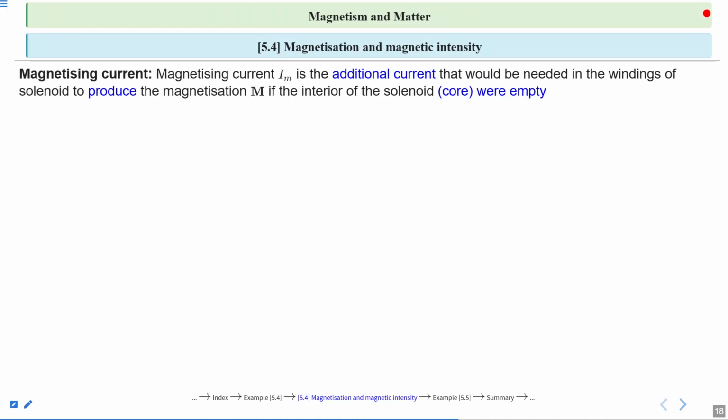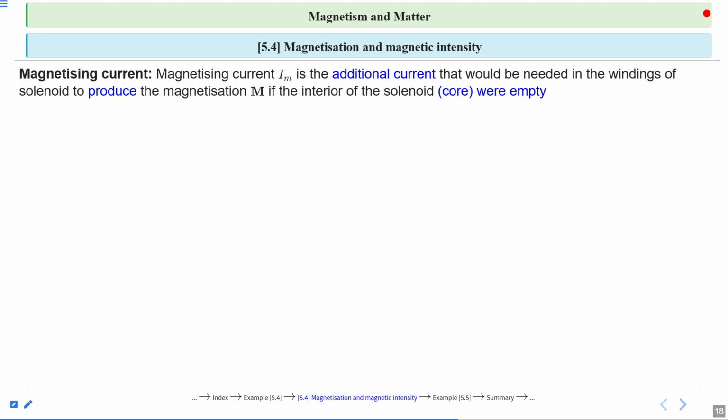Now what is magnetizing current? Magnetizing current I_M, this is an additional topic, but you should know it, because it is being used in your examples. Magnetizing current I_M is the additional current that would be needed in the winding of the solenoid to produce the magnetization M in the interior of the solenoid if the solenoid was empty.